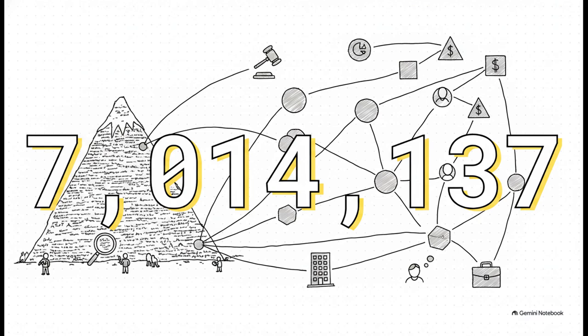Over 7,014,137 to be exact. That is the massive number of raw, multilingual records pulled from the Swiss Official Gazette of Commerce over a 7-year period. We're talking company foundations, bankruptcies, liquidations, the whole shebang.